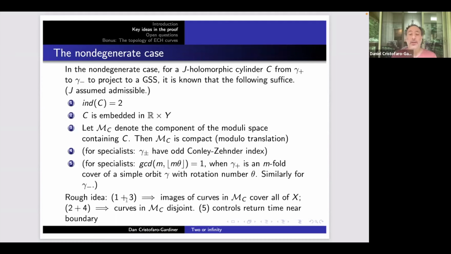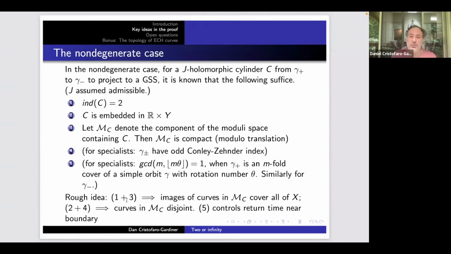So if you can just bound it by something which is 0, you're in good shape. And if the orbits have odd Conley-Zender index, it turns out that really helps. And then once you're disjoint from an infinitesimal translate, you can upgrade this to being disjoint from a general translate. And now you have 2 different curves in this moduli space that are disjoint. Okay, then you can argue that any two curves are disjoint by comparing to C and its translate. Pretty cool.